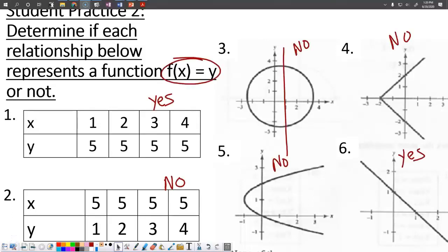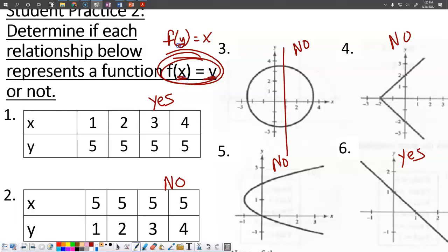Okay, so here are our solutions. Yes, no, no, no, no, yes. Now, something you might have overlooked is what I circled here. It is very important that you pay attention to that little piece of information. If I were to give you this instead, that would change some of your answers. What they're saying here is, is it true that for every value of x, there is only one y that goes with it?